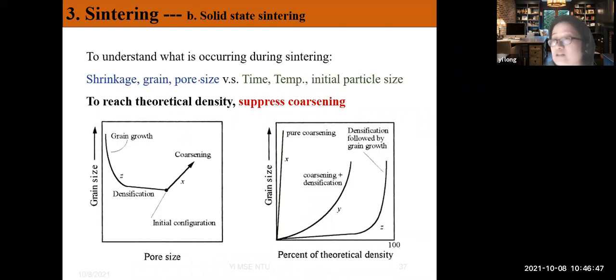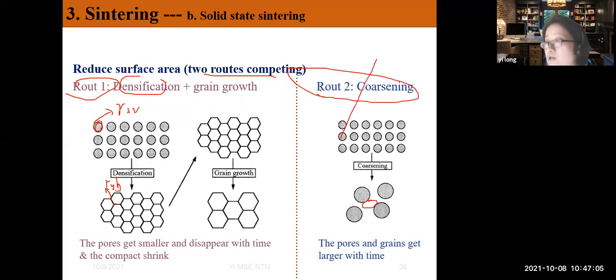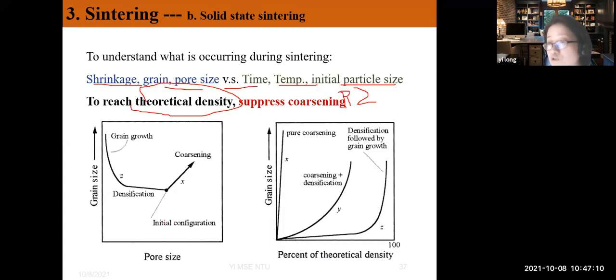To understand what is occurring during sintering, all these things matter: shrinkage, grain size, pore size, time, temperature, initial particle size. To reach theoretical density, let's suppress route 2. Make sure you don't have too much coarsening. This is not wanted if you want very densified structures. For example, you can look at these graphs. This is the percentage of theoretical density becoming denser and denser. At the very beginning the grain size does not really change much, right? Because it densifies first. Remember from this figure?